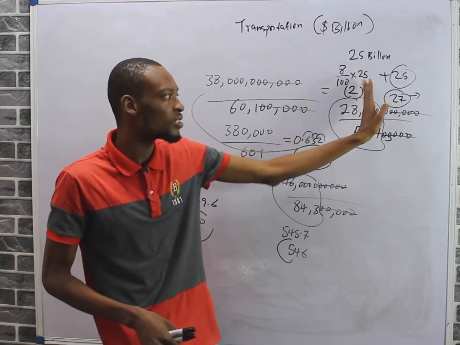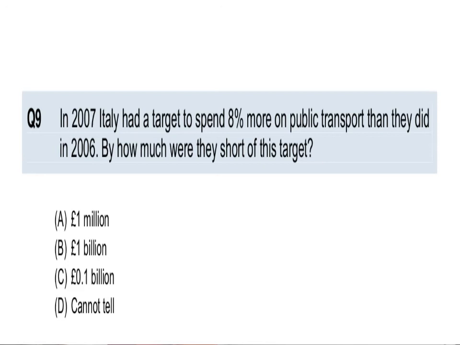8% of 25 billion is 2 billion. Now, they say 8% more, which means 25 billion plus 8% of 25 billion. That's 2 plus 25 equals 27 billion. Now, if they had spent 8% more, this means that they will spend 27 billion. But how much did they actually spend?